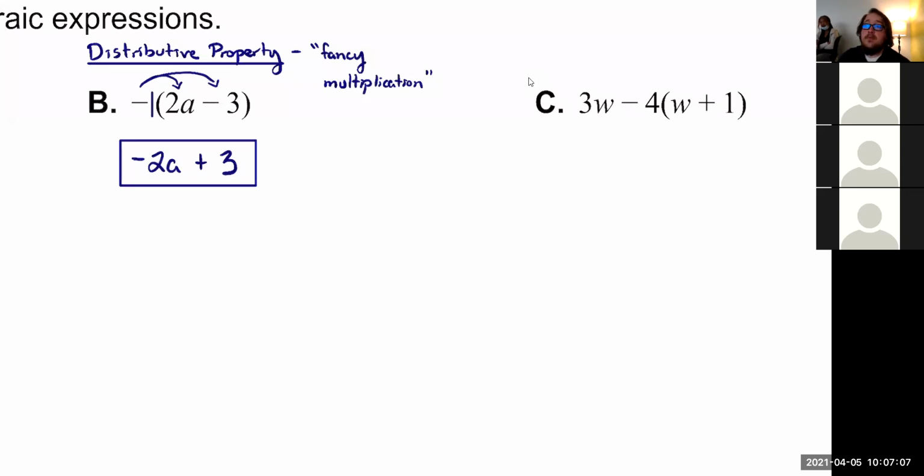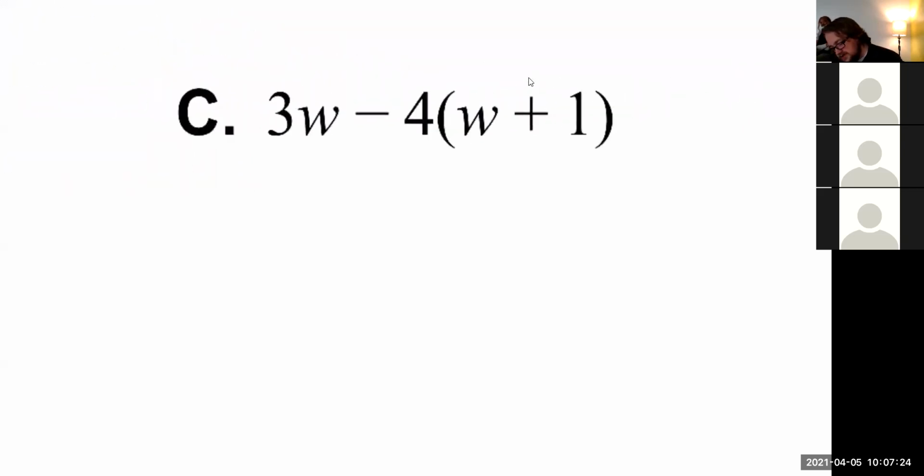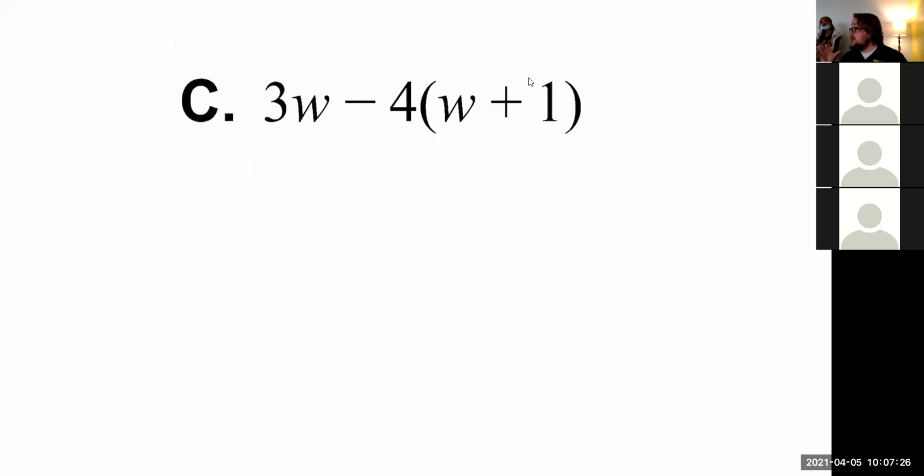I'm going to kick it up one more notch. 3w minus 4, and then in parentheses, w plus 1. What should hopefully catch your eye first? Parentheses. They're going to be in the mix a lot through this course. So in this case, first thing I'm going to do is I'm going to look inside the parentheses. Can I combine the pieces inside? We can. Inside, yes. w and 1.